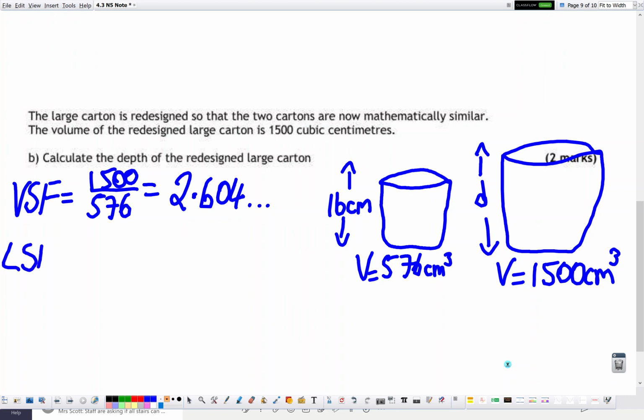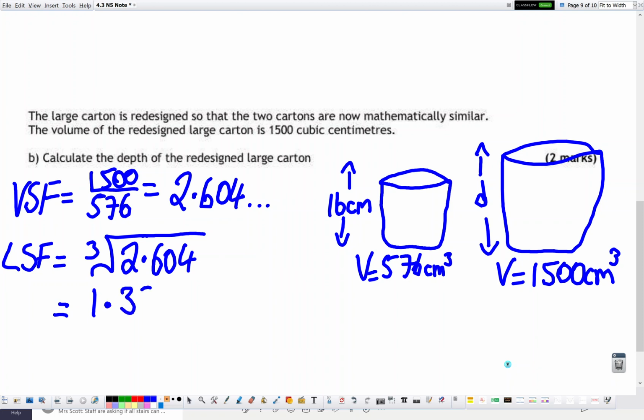Now don't touch your calculator, because the most accurate way is we are now going to have to take the cubic root of this. The most accurate way is to leave the whole number in your calculator and just hit cubic root of the answer, if you can do that. If you can't, then just do the cubic root of 2.604. I need to do shift function root button, so it's the cubic root of the answer. That gives me a length scale factor of 1.375.